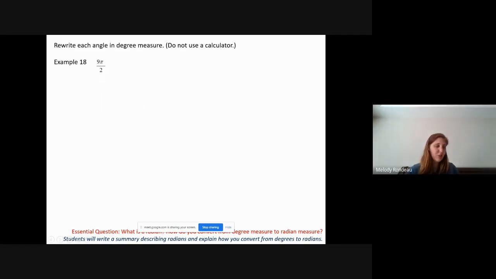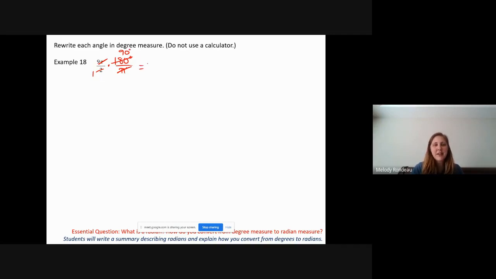All right, last one. We have 9 pi over 2. Again, multiply by 180 degrees over pi. And the fabulous part is those pi's cancel. And then you can, of course, cross cancel if you would like, or just multiply straight across. I'll cross cancel again. 2 goes into 2 once and into 180 90 times.